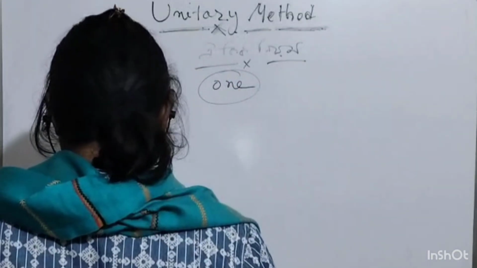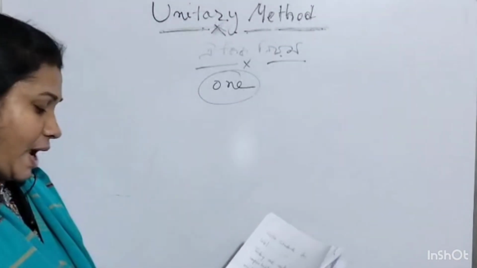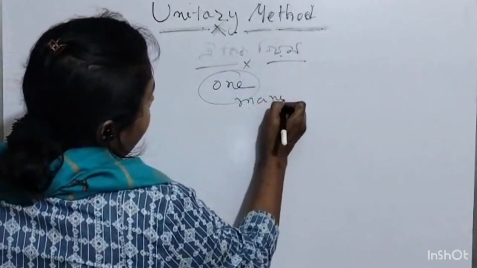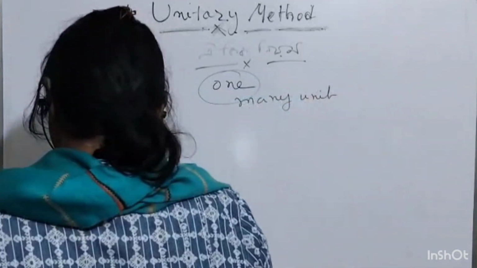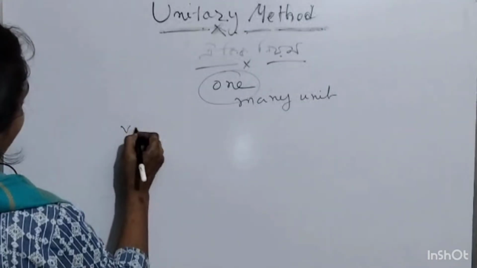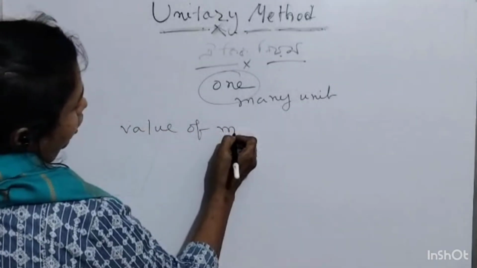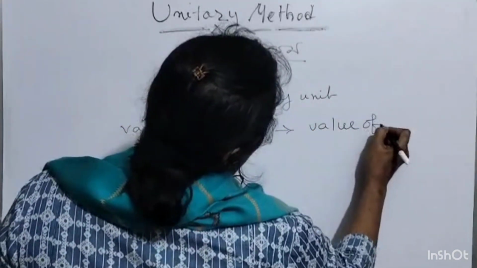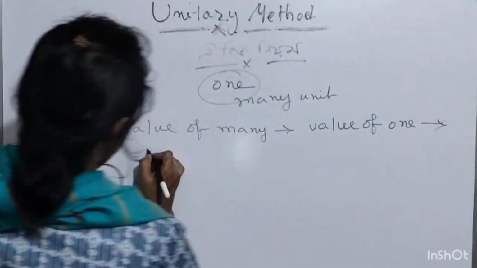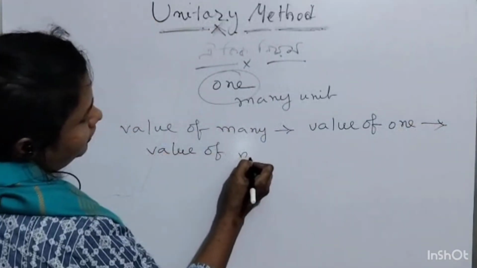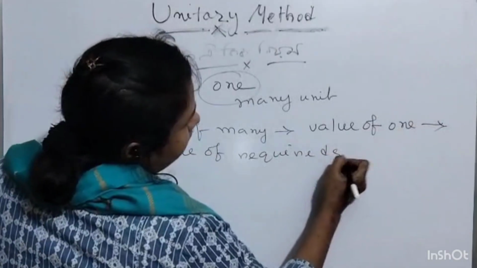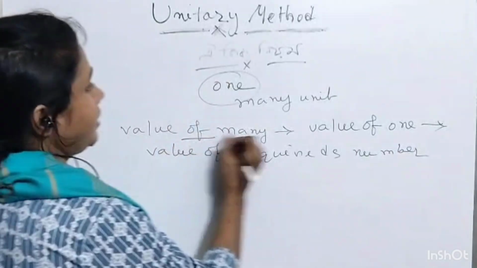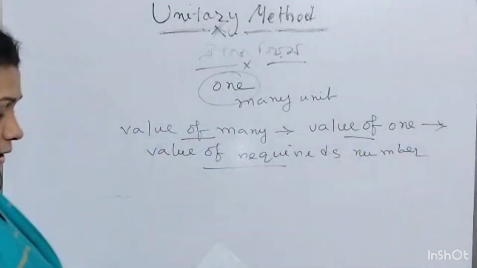So unitary method is a method where we first find the value of one unit and then we find the value of many units. Okay. So in simple words: value of many, value of one, and value of required number. Okay, value of many, value of one, value of required numbers.